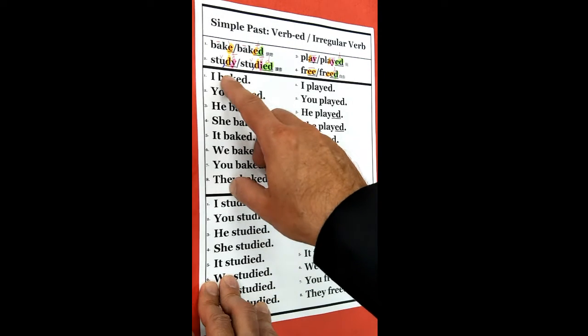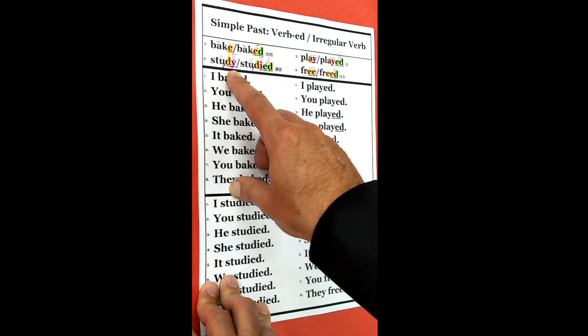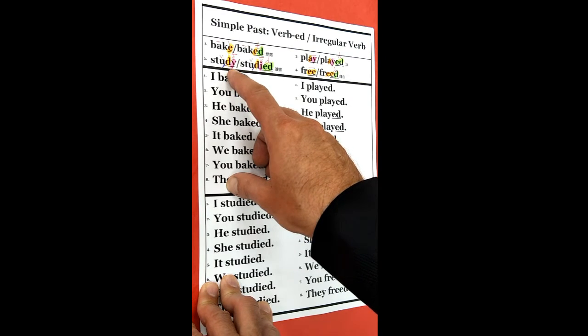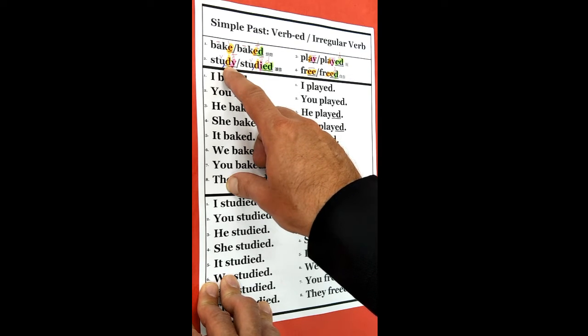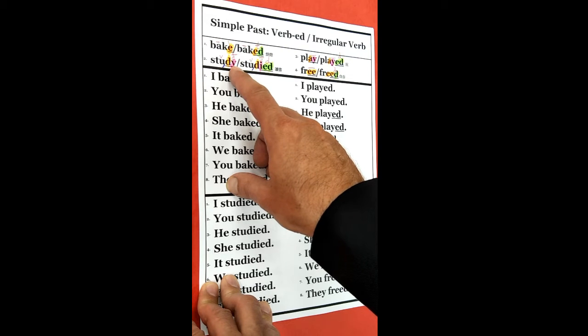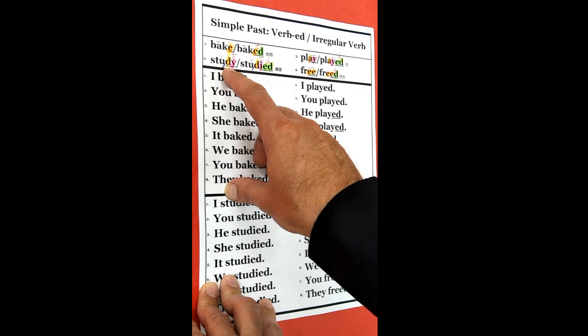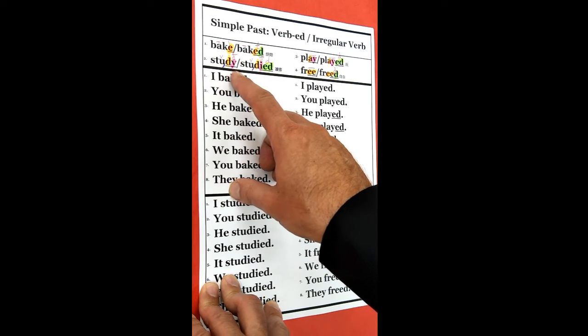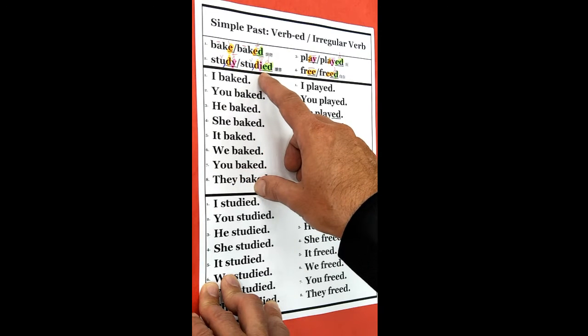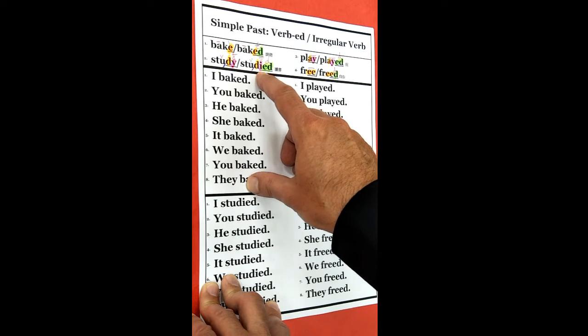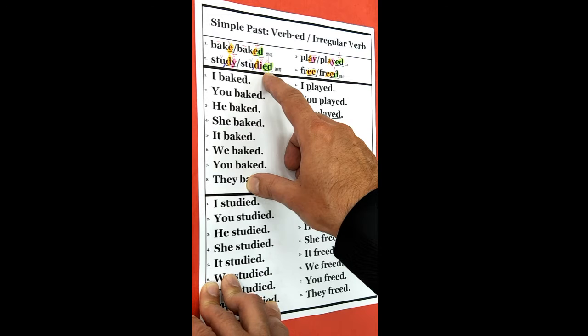Number 2. Here's the Y at the end of the verb. You have to look at what is before the Y. In front of the Y is a D, a consonant. If that happens, you need to get rid of the Y and add an I, and then ED.